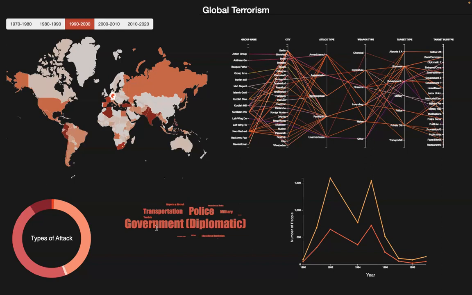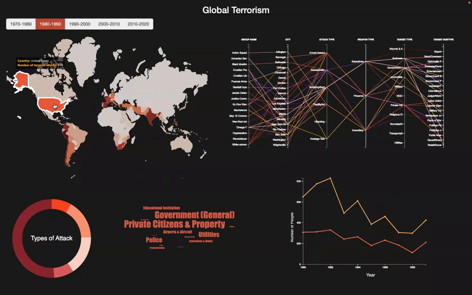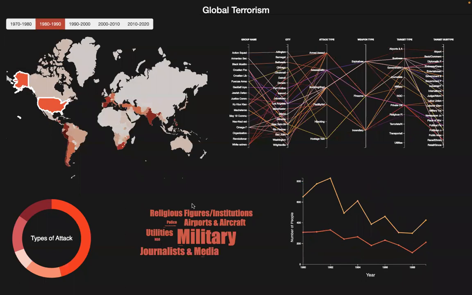For example, if we select a time frame of 1980 to 1990 for the country US, in this case, we can see that military, religious figures, institutions, airports, and aircraft are the most attacked targets. So in this case, we can understand more about the target types.